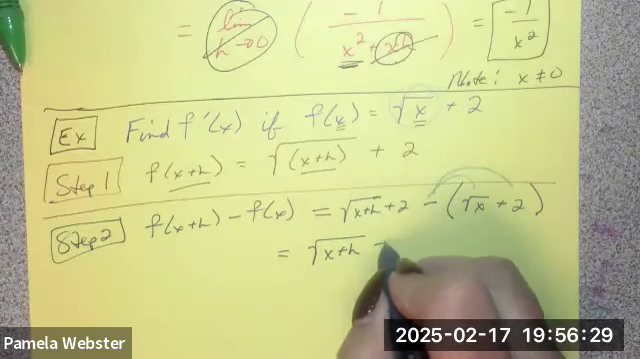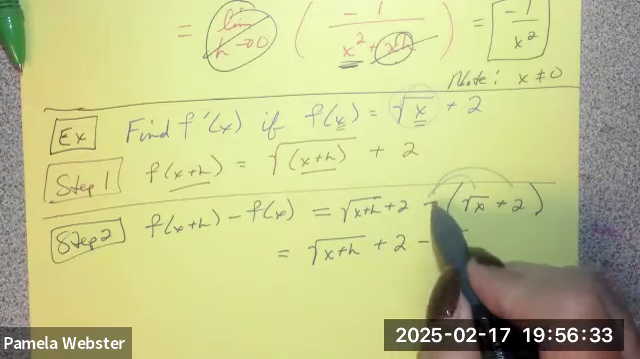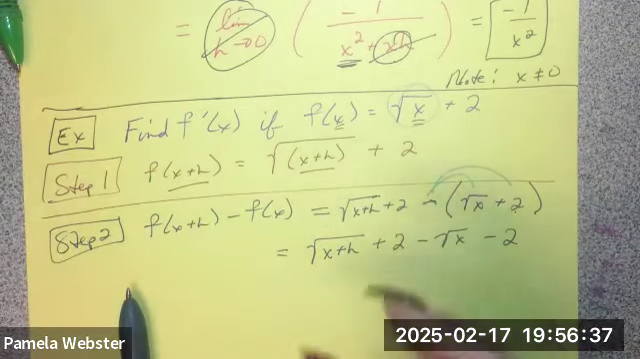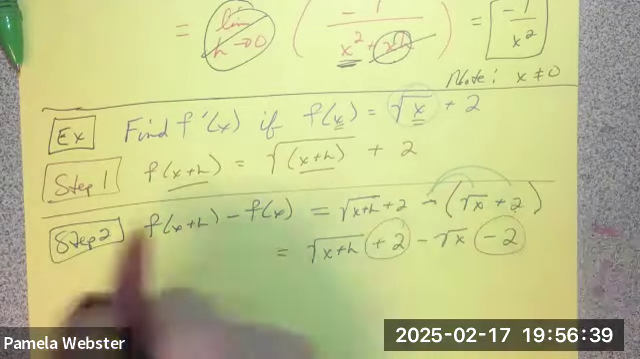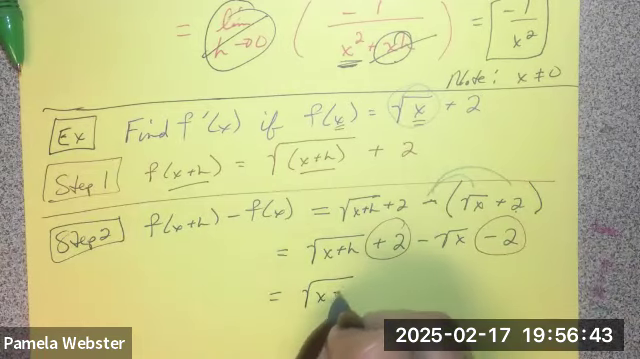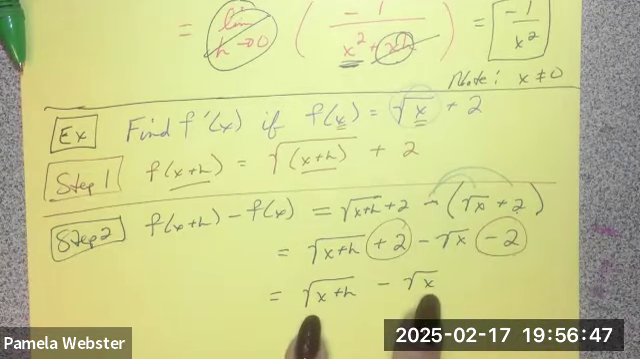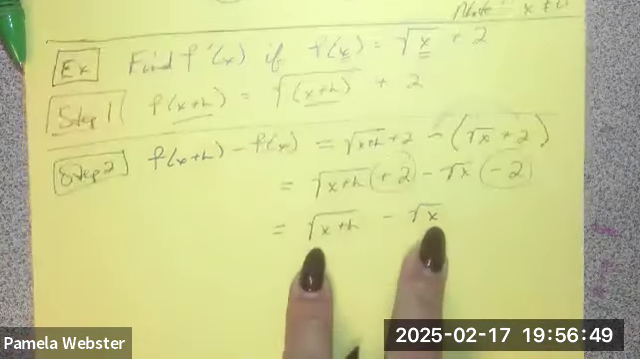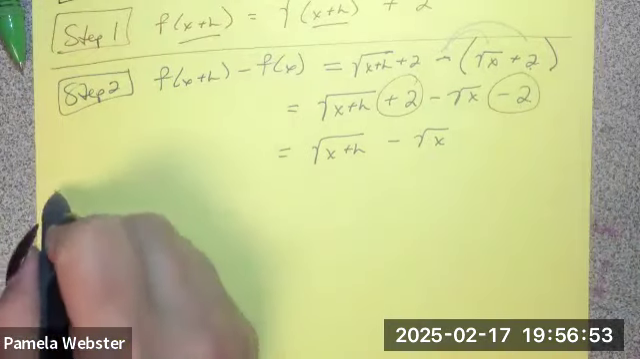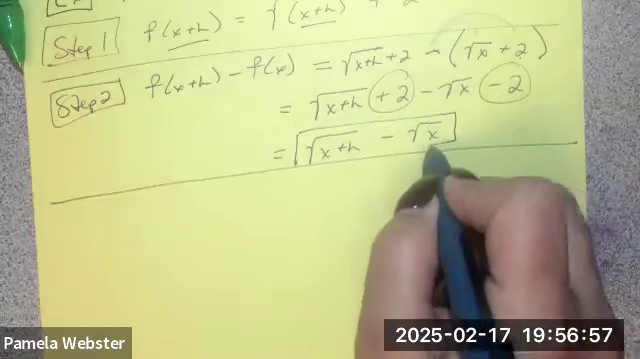Square root of x plus h plus 2 minus the square root of x and then minus 2, right? And hopefully we see the plus 2 and the minus 2. Those will go away. So I can simplify it just a tiny bit, but I can't really do anything with those square roots, so don't stress out about them. Just keep them alone. The 2's go away. There's my step 2.